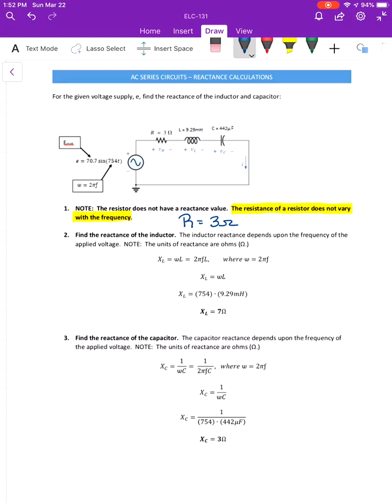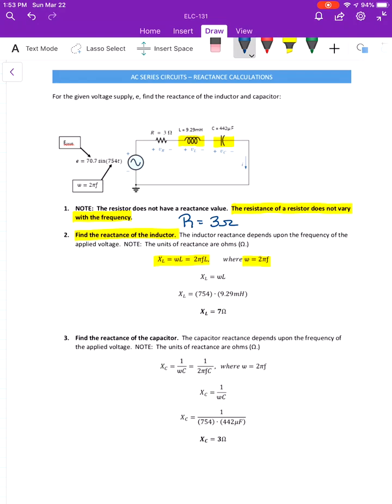However, for the inductor and the capacitor, the way they react to the current applied across them depends not only upon the value of the inductor or the capacitor, but also upon the frequency. So for the reactance of the inductor, let's look at that first. The equation for that, as you'll recall, is omega times L, or 2 pi f times L, because omega equals 2 pi f, or 2 pi times the frequency.